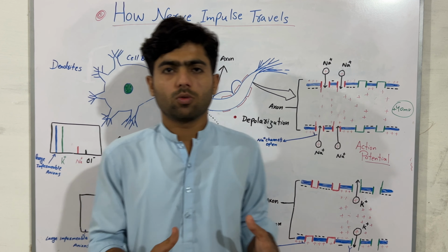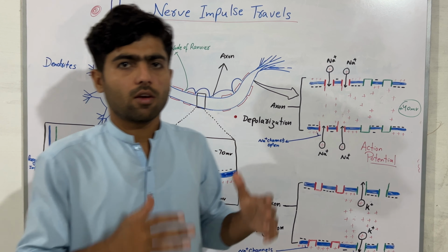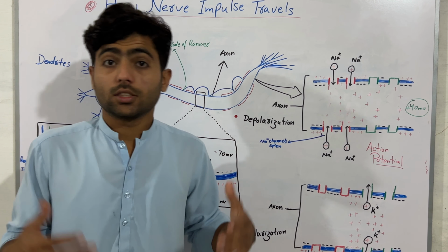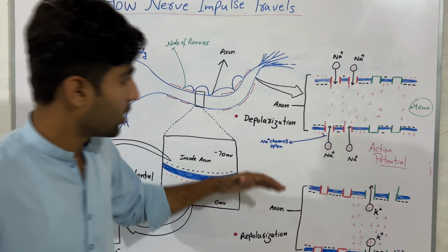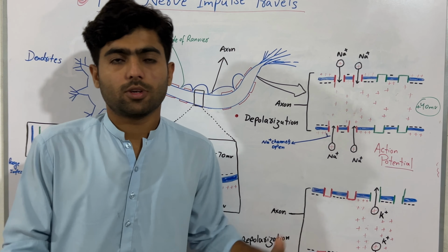In today's video, we will explore one of the most amazing processes in biology: how nerve impulses travel through a neuron. We will understand each phase, resting potential, depolarization and repolarization, step by step in simple language.